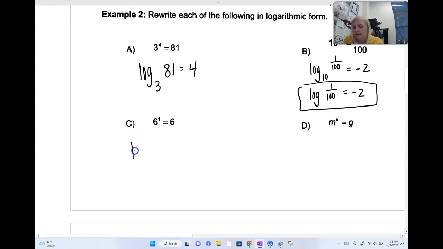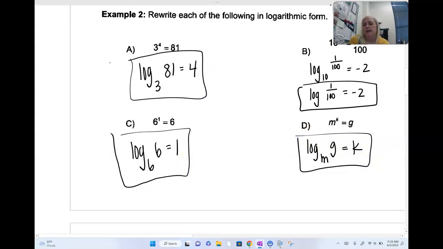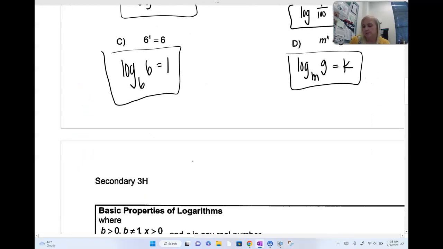All right, next, log base 6 of 6 equals 1. That's one of our properties that we'll go over, when the base and the inside are the same, it equals 1. All right, and then just like the smiley face one, this is just with variables, so it's just switching those to the correct places. And there you go. Just make sure you're switching those in the correct order and the things go where they need to go.